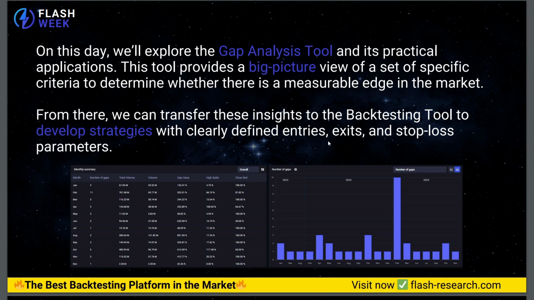And as you know, guys, we are traders, we are very statistically oriented professionals, and a tool like this helps us to formulate those kinds of edges and advantages. And from there, when we make a study of all the ideas we have, we can transfer these insights to the backtesting tool to develop strategies with clearly defined entries, exits, and stop loss parameters. That's the next step after using this.